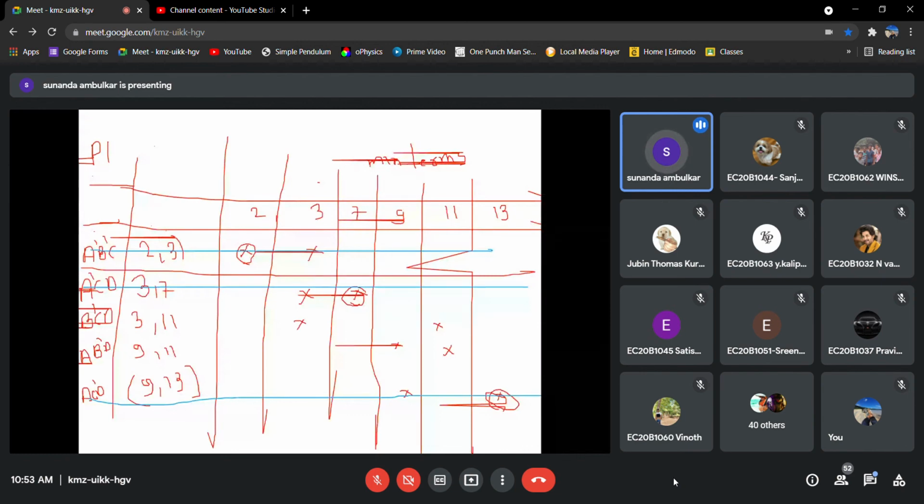So in the first phase, what will be the prime implicants? A dash B dash C, and A dash C D, and A C dash D. Clear? Yes, ma'am.